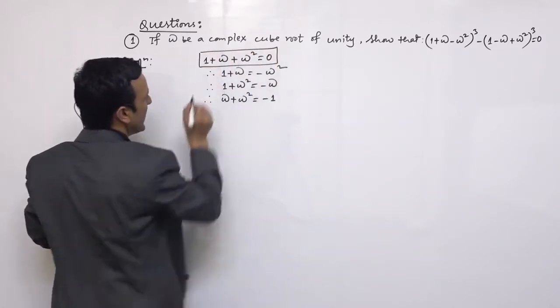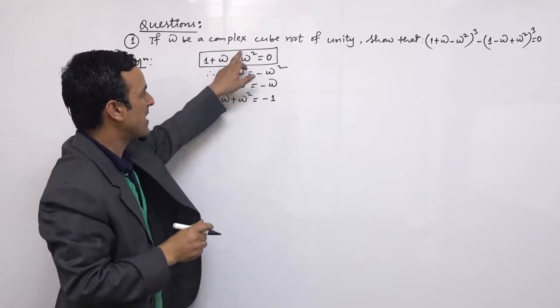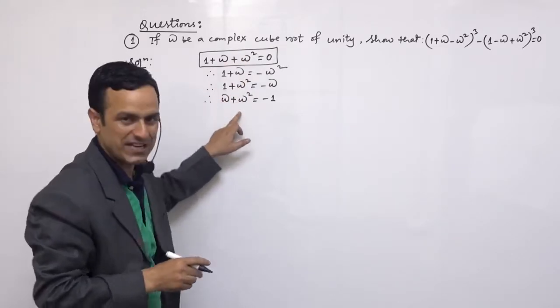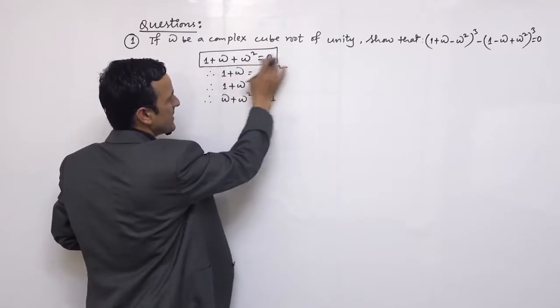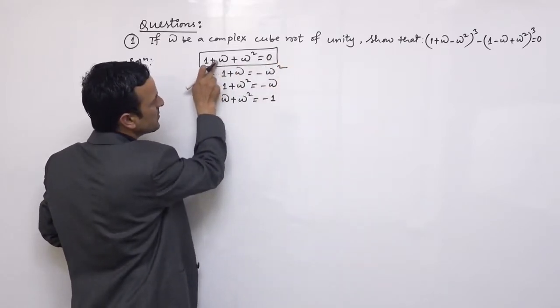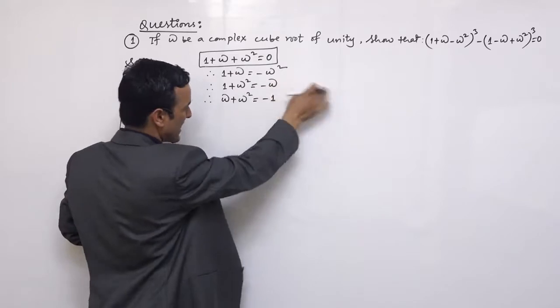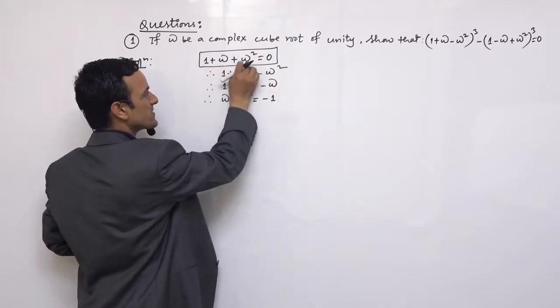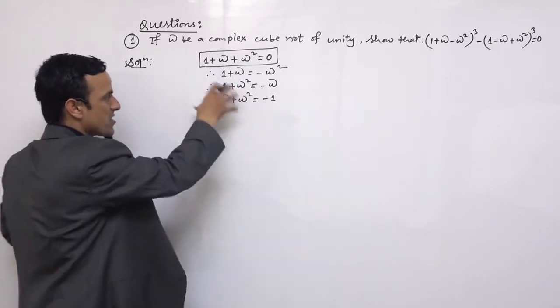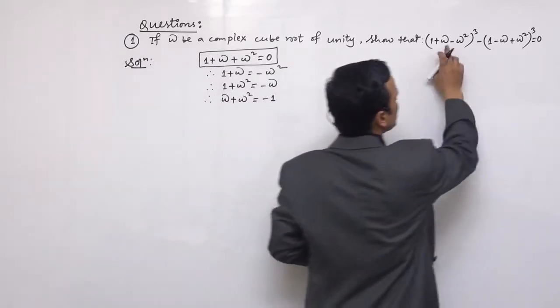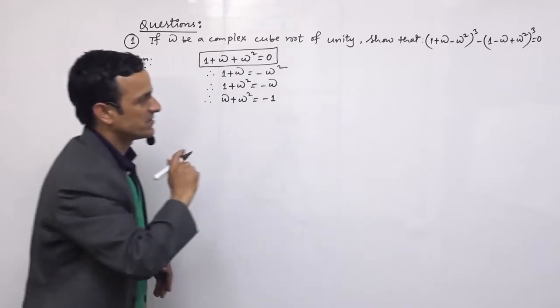This is the formula, and from a single formula we can deduce another 3 sub formulas. So 1 plus omega means minus omega square, 1 plus omega square means minus omega, and the sum of these two terms is minus 1. So from this formula, after using it over here, we can get 0.